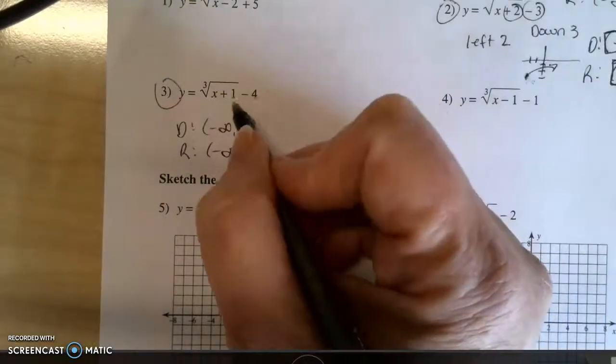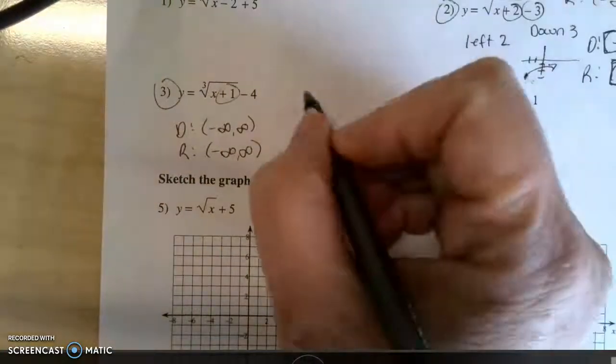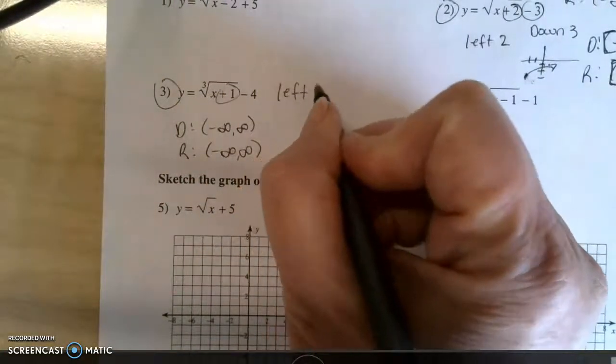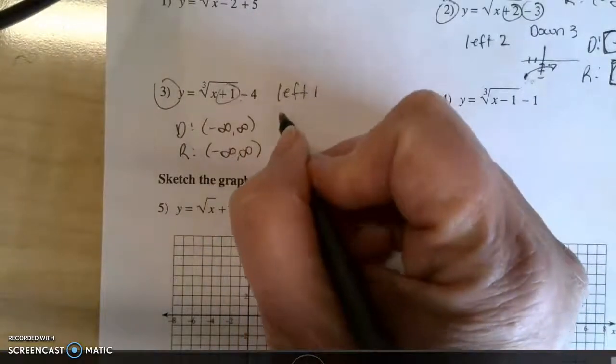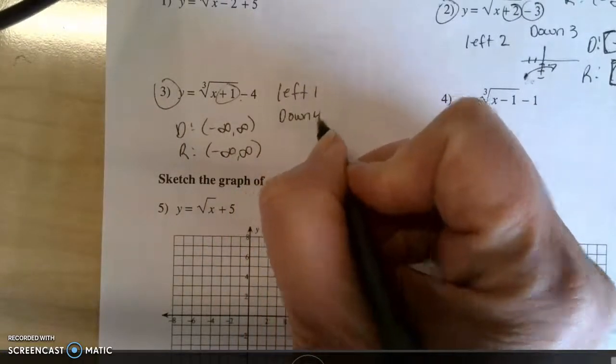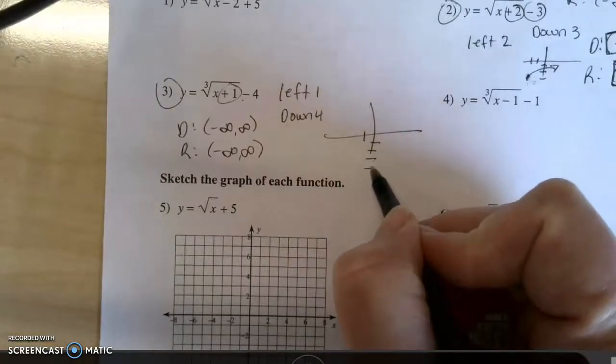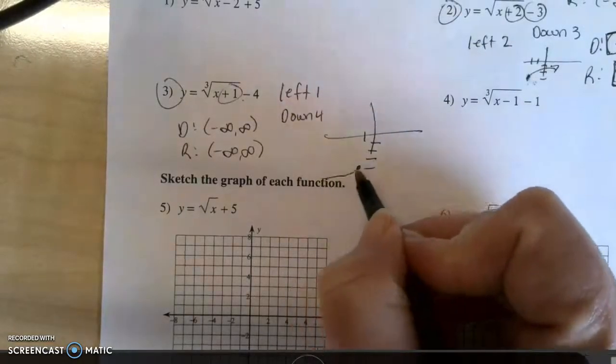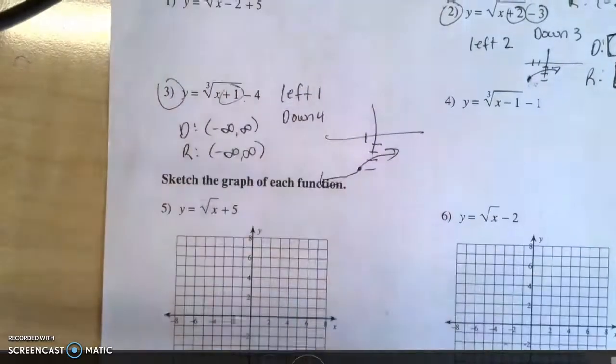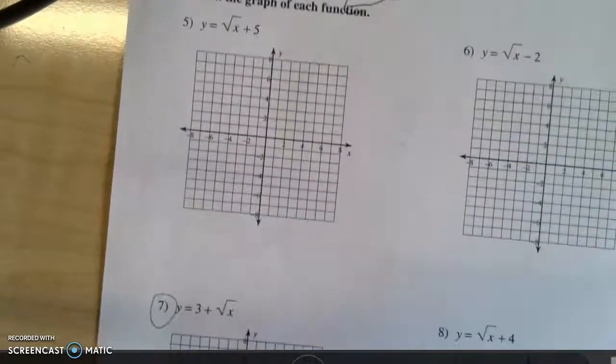But I want you to describe the shift. So that +1 says left 1. That -4 says down 4. So if I were sketching it, I would go left 1, down 4, and there it is. All right, we're just going to practice sketching.